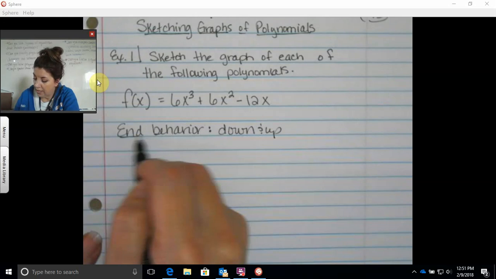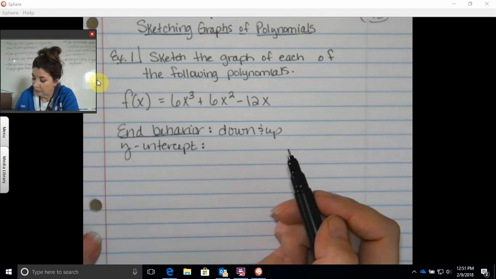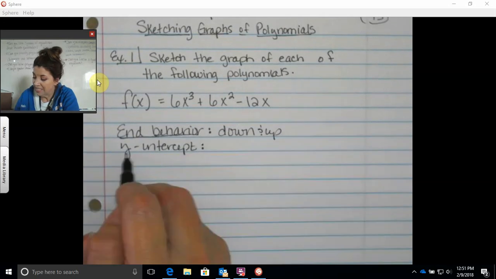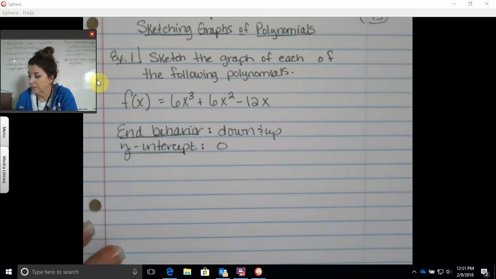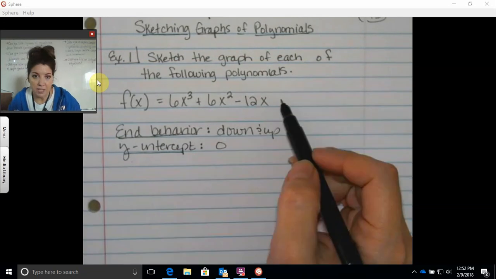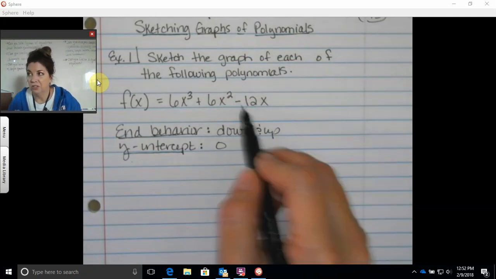What would my y-intercept be? 0. It's the constant. Is negative 12 a constant? Negative 2 once you take the GCF out? No, when you're graphing, before you're just thinking about factoring, just look at the way it's given as long as it's in standard form. The constant is 0, right? So the constant always tells me where the graph's going to cross the y-axis. So it's 0. Negative 12x, that's your linear term.